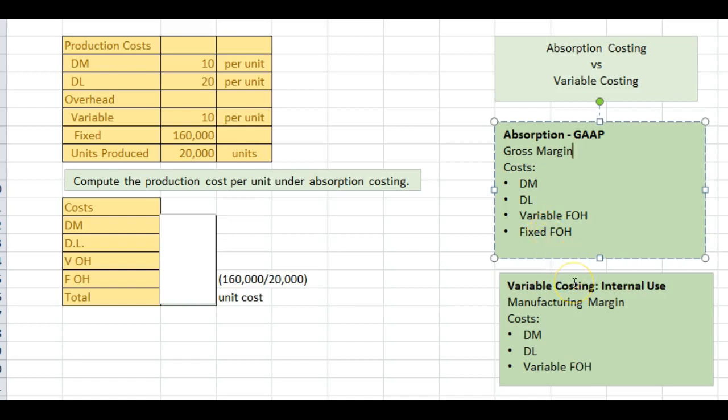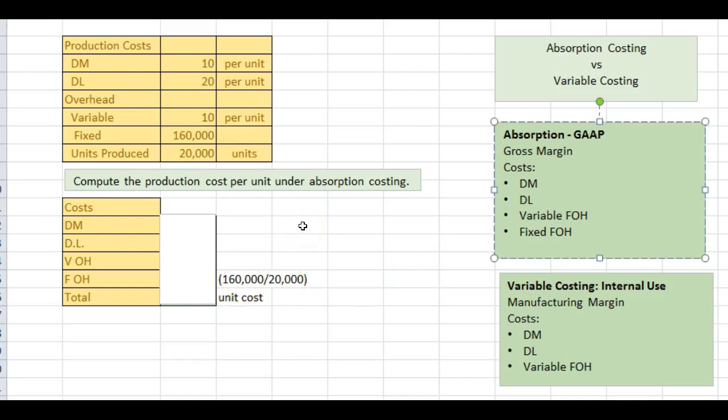Now we're going to turn and look at variable costing for internal use. And it's only going to have direct materials, direct labor, and variable overhead in the cost of manufacturing. So this fixed cost becomes a period cost. So let me explain this as we go on.